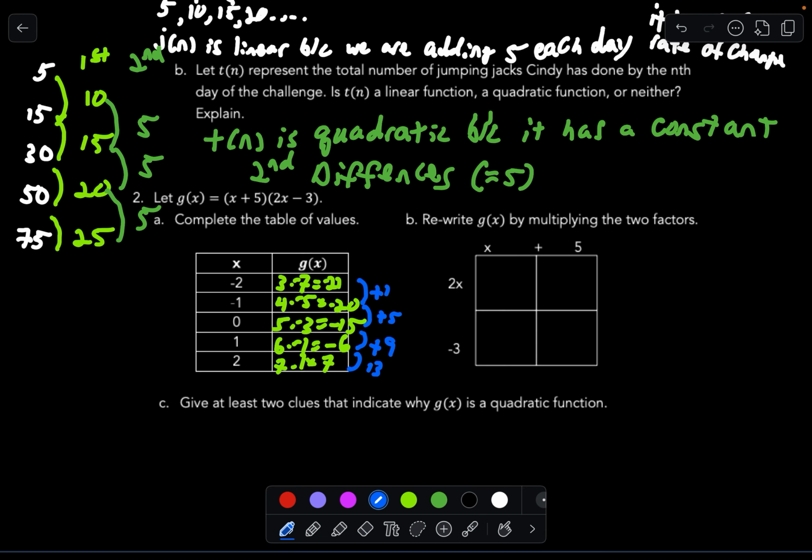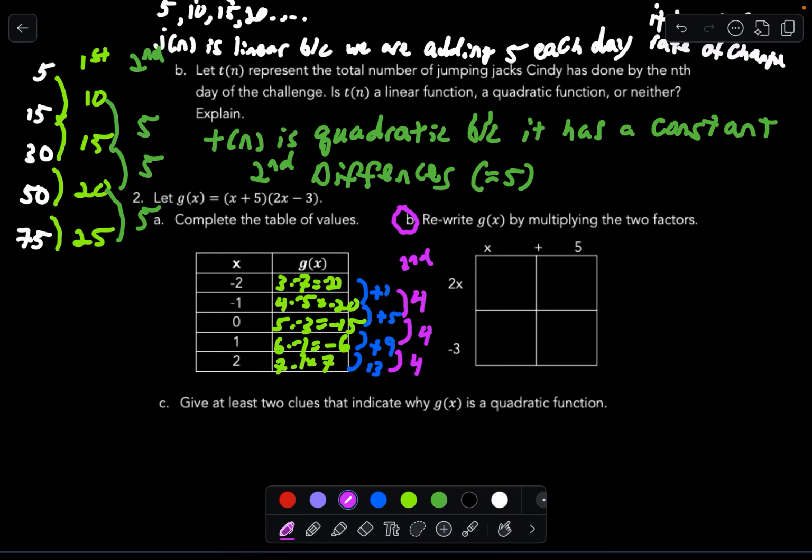If we look at the second difference, we add 4. We are adding 4. We are adding 4. So it has a common second difference. So since the second difference is constant, we know that this must be a quadratic. So now we're going to rewrite. This is kind of a key step. You should know how to multiply binomials together.